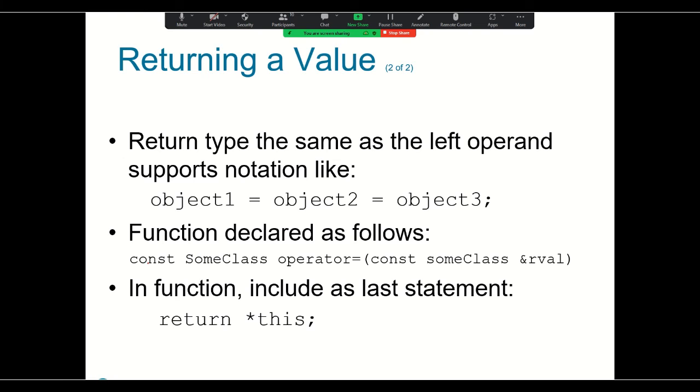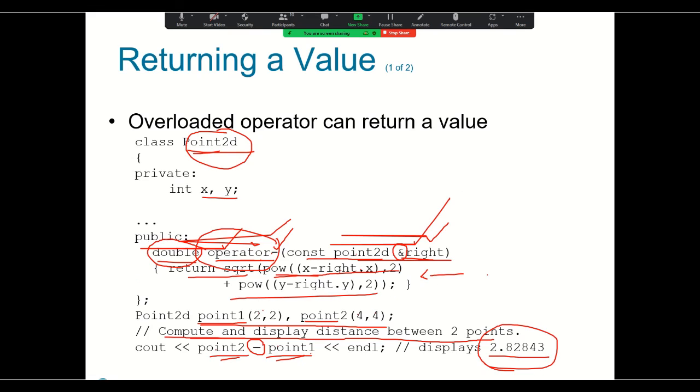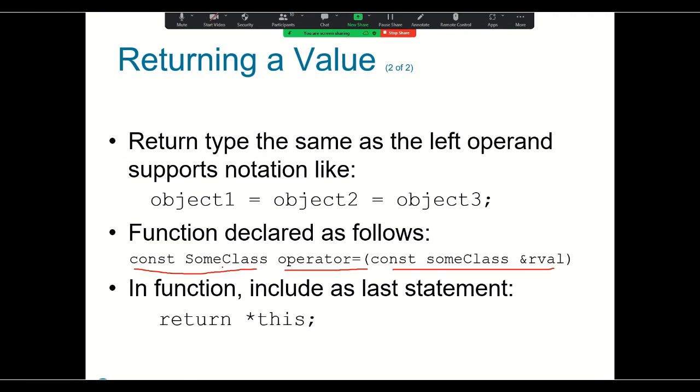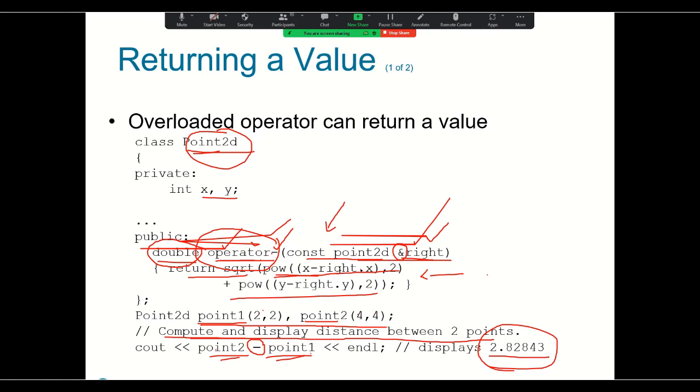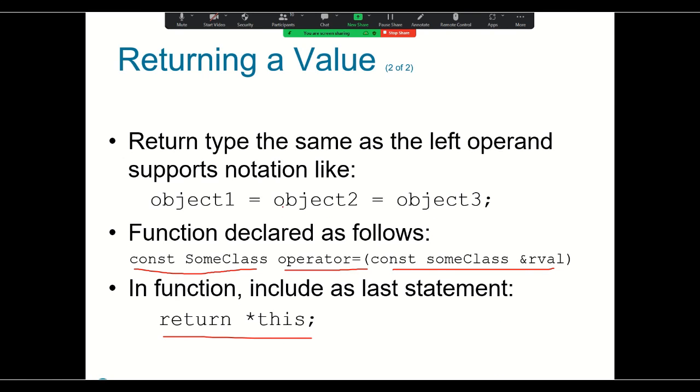Now you can declare the function in this way. You have a constant some class operator equals, and then you can define the function in that way. Like here we define the function in this way. That's the way it should be defined. And in the function, include as the last statement return this. Whenever you define a function like this, you can include as the last statement return *this.